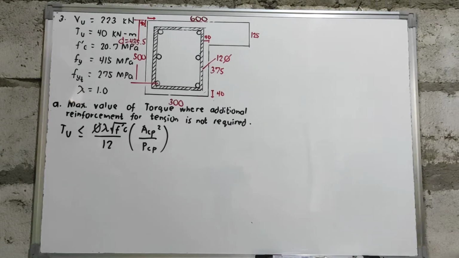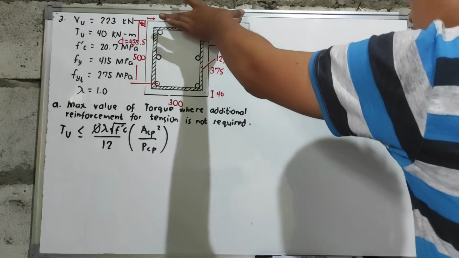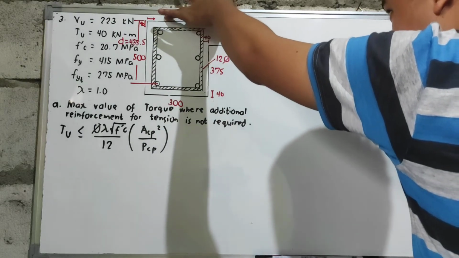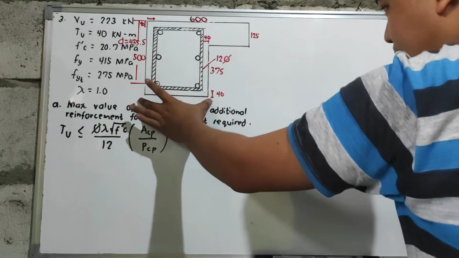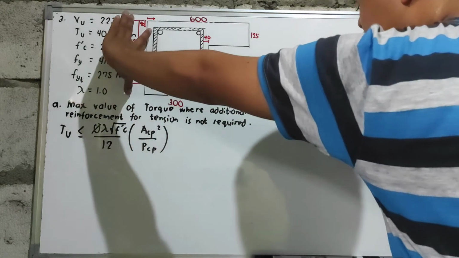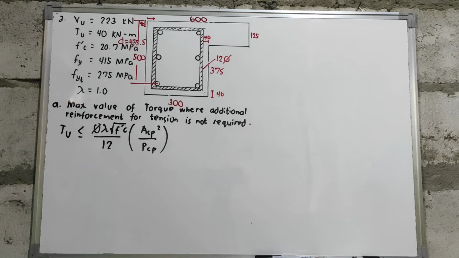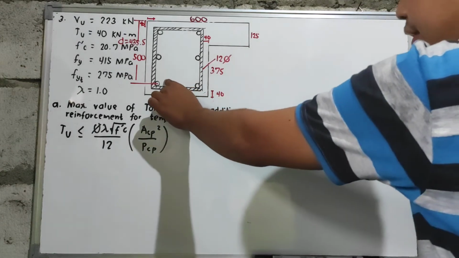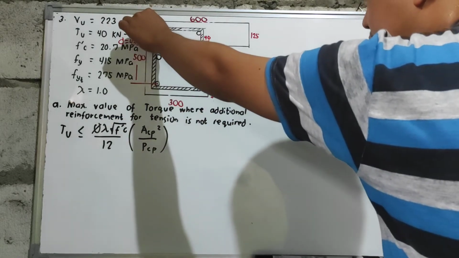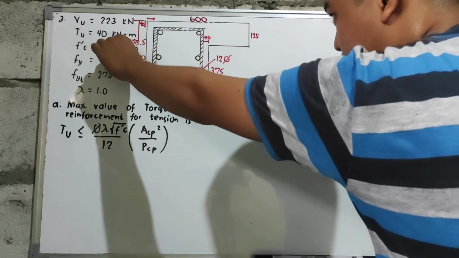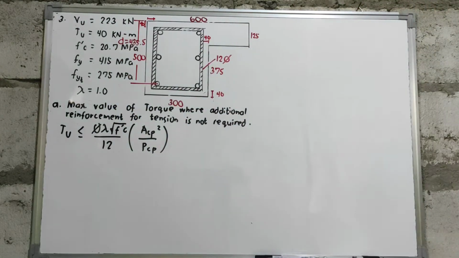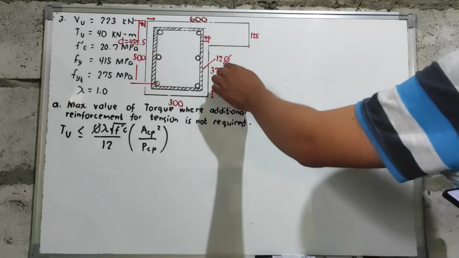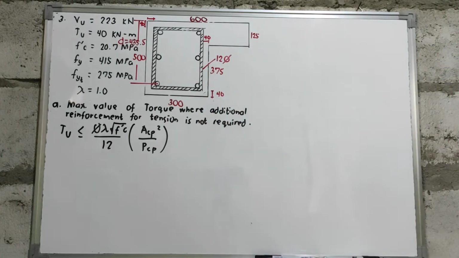So we have here an L-beam. The width at the top, the flange, is 600. The thickness is 125. The base of the web is 300, and the total depth is 500. And the effective depth, from the center of the reinforcement to the outermost fiber of the beam in compression, we have 435.5. The stirrups used here are 12 mm diameter stirrups.